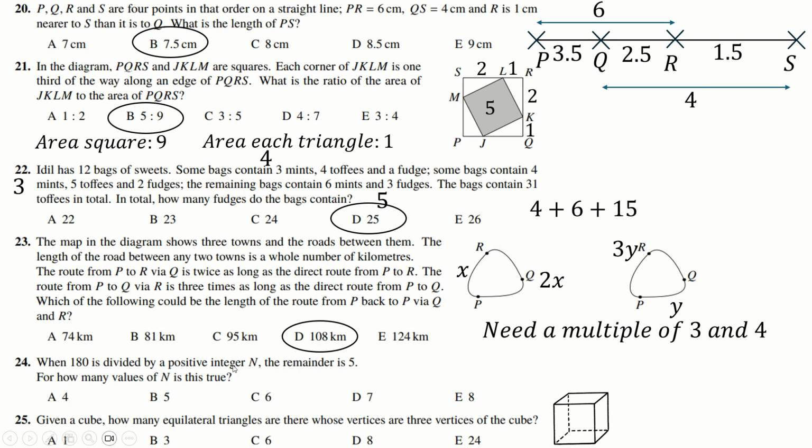180 is divided by something with a remainder 5. That means that the last multiple that whatever you divide it by could hit is 175, because then that gives you a remainder of 5. If you got to 175, like if you imagine doing 180 divided by 175, the remainder is clearly 5, because the last multiple of 175 is 175.